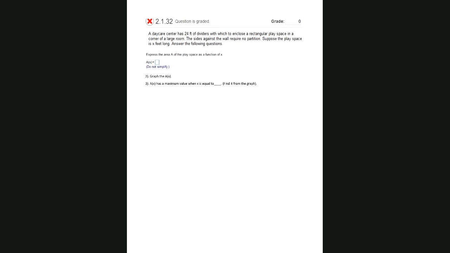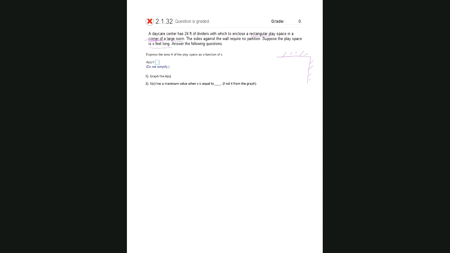A daycare center has 24 feet of dividers, which it uses to enclose a rectangular play space in a corner of a large room. Okay, in the corner. So what does the corner mean? Well, this is kind of like the corner. This is the room, right? So this is the corner in here. The sides against the wall require no partition. Suppose the play space is x feet long.